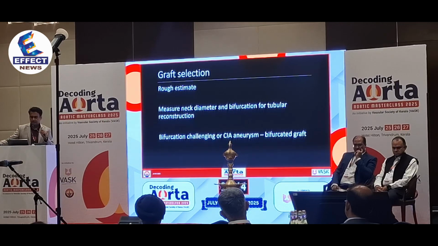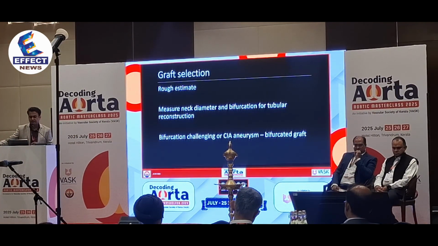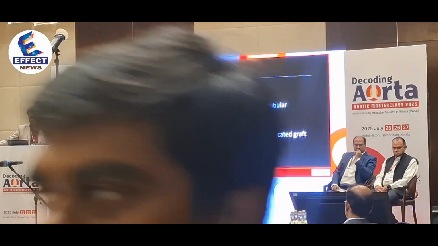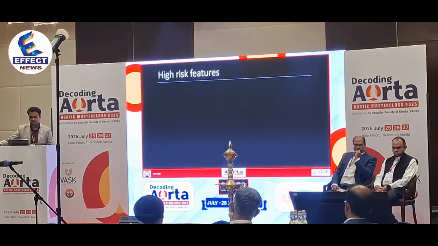You can measure the diameter of the aortic neck and of the aortic bifurcation, and this can help you judge approximately; an error of about 2 millimeters is perfectly fine. You can select which graft you want to use to do the anastomosis. Again, if the bifurcation is bad or you have to treat an iliac aneurysm, you obviously choose a bifurcated graft.